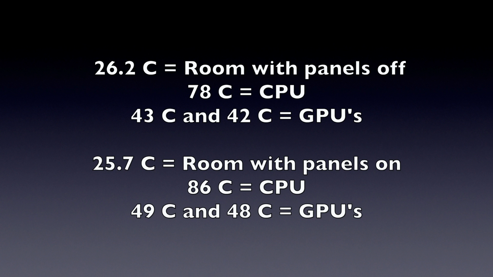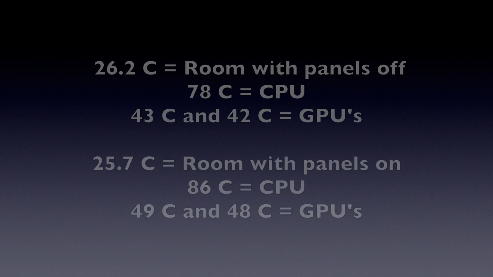Now the room with the panels on was 25.7 degrees Celsius. CPU ran at 86 degrees. GPUs were 49 and 48. So there was a delta of about 8 degrees Celsius between the two. Wow, guys, I am completely shocked, completely blown away that there was that much of a difference between the panels on and the panels off.